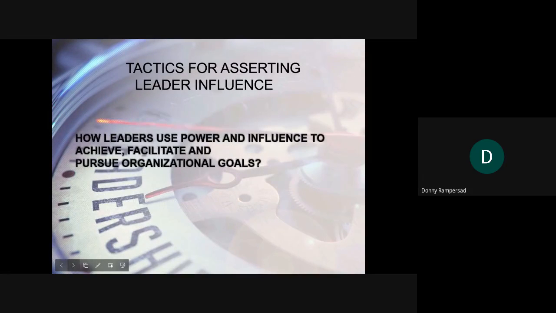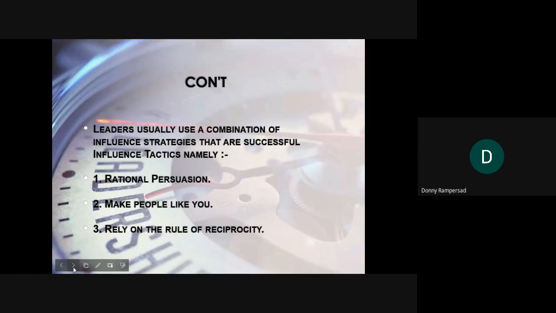Tactics for asserting leader influence: how leaders use power and influence to achieve, facilitate, and pursue organizational goals. Leaders usually use a combination of influence strategies. Successful influence tactics include, namely, rational persuasion.